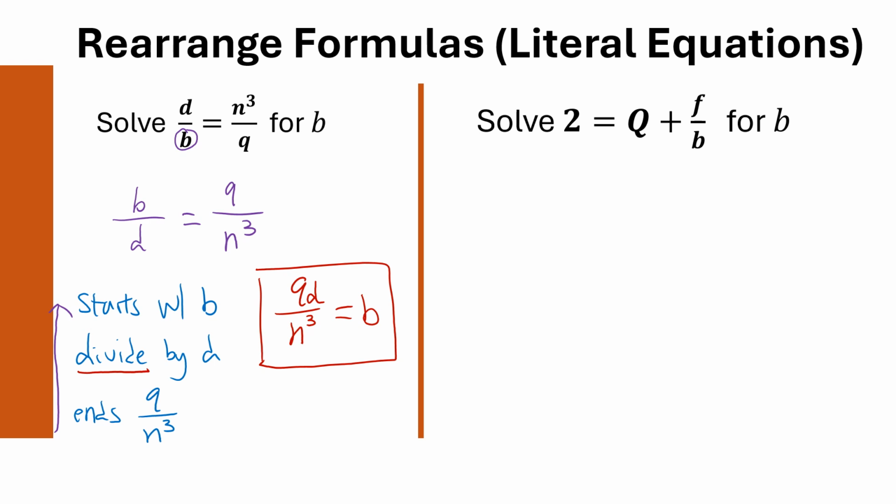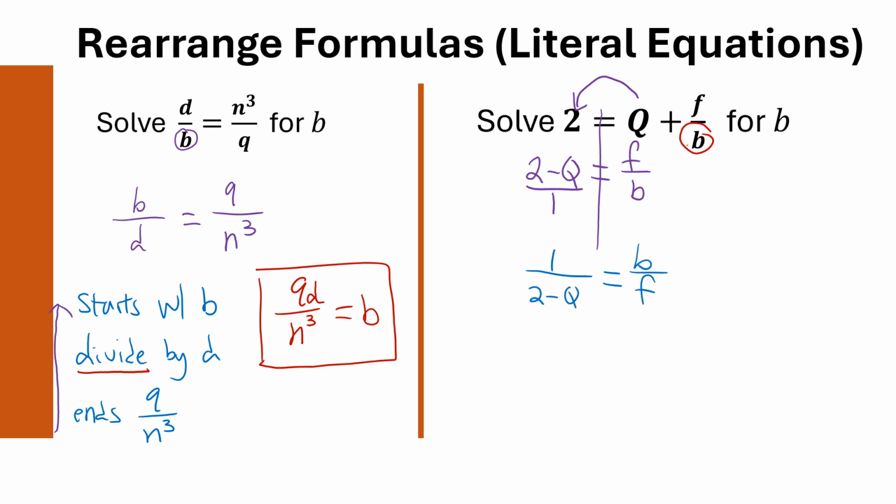So again, the variable we're solving for is in the denominator. So the first thing we have to do is to isolate this fraction by moving the q to the other side. So positive q is going to become negative q, so we have 2 minus q equals f over b. So in order to flip this fraction, I need to make the other side a fraction by putting 1 under it. So therefore, now my equation is going to become 1 over 2 minus q equals b over f. So now b is on the top, so the process will be the same.